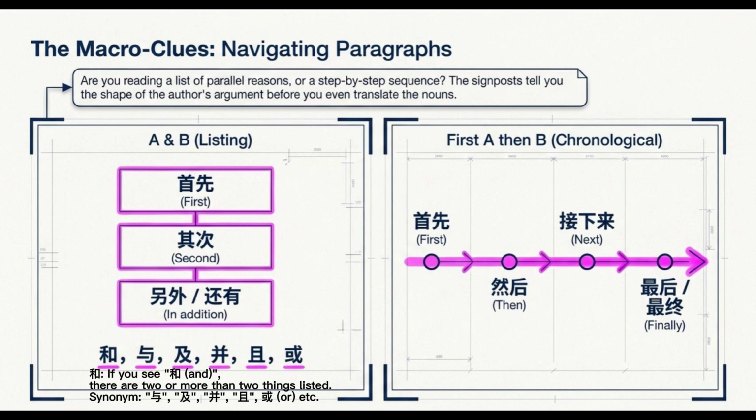Contrast that with the first A, then B sequence structure. 首先, then 然后, 接下来, and 最后. This tells you the author is walking you through a timeline or a strict process. If you train yourself to circle these words the second you glance at a text, you instantly understand the entire logical flow before you've even read the details.